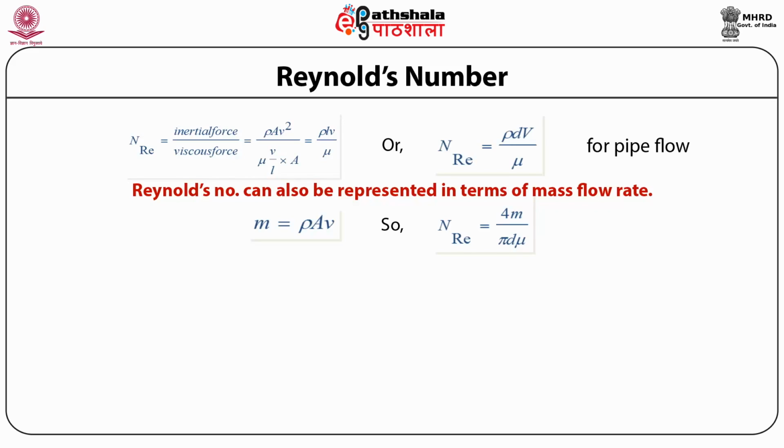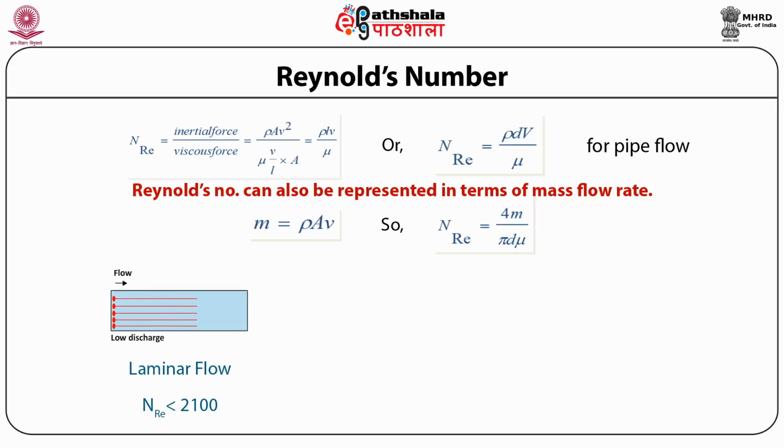When the viscous force is high compared to inertial force, the flow will be slow. The flow is said to be in the laminar region as long as the Reynolds number is below 2100. Since viscous force predominates, laminar flow is also called viscous flow.